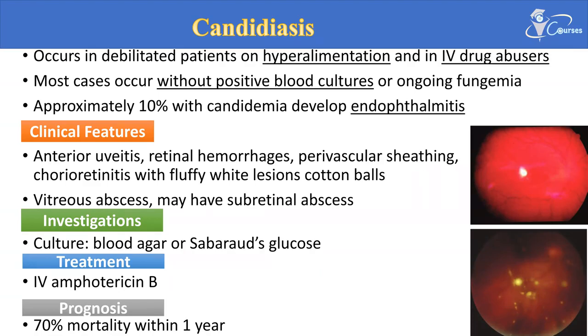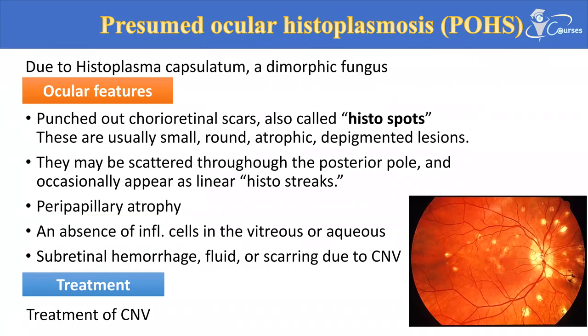Speaking about fungal infection, there is another fungus which can affect the eye called Histoplasma capsulatum. It will result in a clinical syndrome called presumed ocular histoplasmosis syndrome. What is presumed ocular histoplasmosis syndrome? It is a histoplasmosis caused by a fungus called Histoplasma capsulatum. It has 5 characteristic ocular features. First of all, these characteristic lesions are called histo spots.